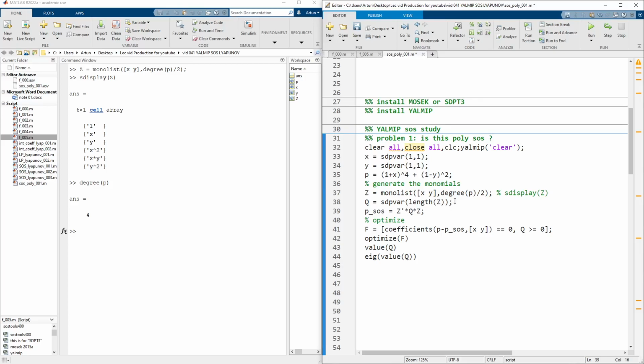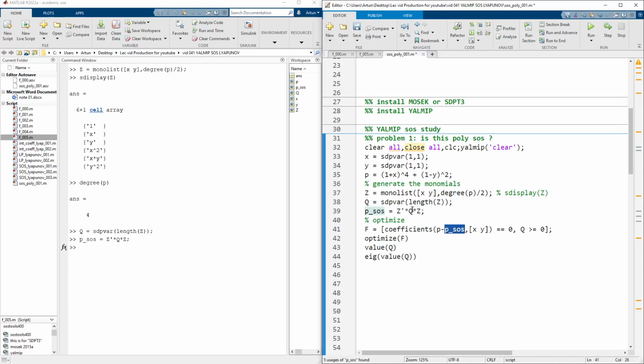All right, so let's generate this Q matrix. Let's generate this P SOS matrix. Let's look at this line. It says that now we have the P SOS expression. What is the expression?